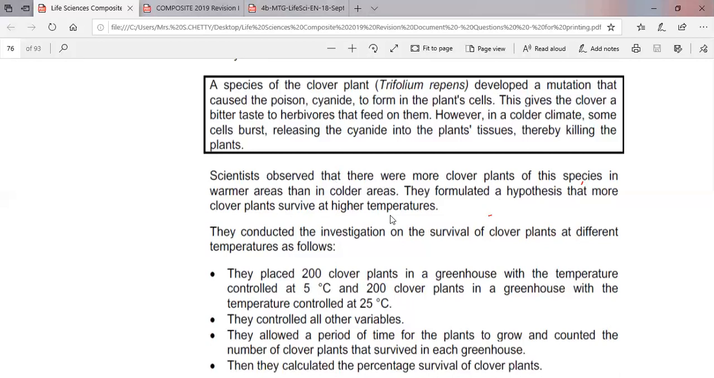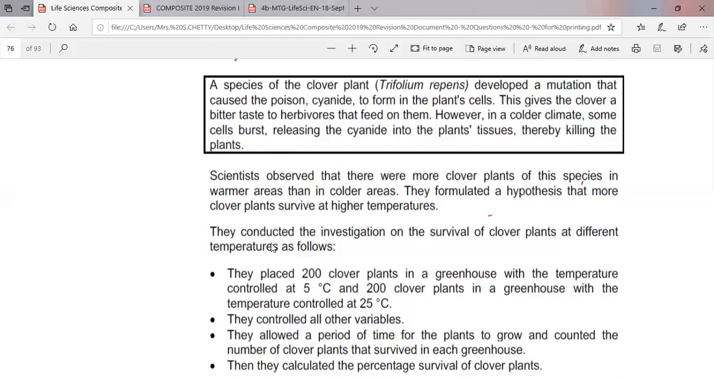A logical hypothesis, sorry. You can only make a conclusion after you do a study and test a hypothesis. So their hypothesis would be more clover plants survive at higher temperatures, or few clover plants survive at colder temperatures. Now you test it. You test the hypothesis to see whether this could possibly be right. They conducted the investigation on the survival of clover plants at different temperatures. So temperature becomes our independent variable. It is the one thing that is now different.